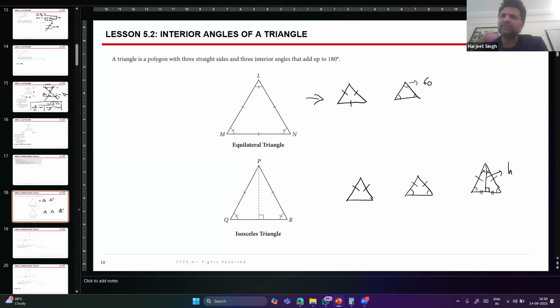Also, if two angles are equal, the sides opposite to them will also be equal. So if I tell you that there are two triangles like this, and you know this is x and you know this is x, so these two sides will also be equal. Only in the case where there is congruence. So let me explain this. This is important.